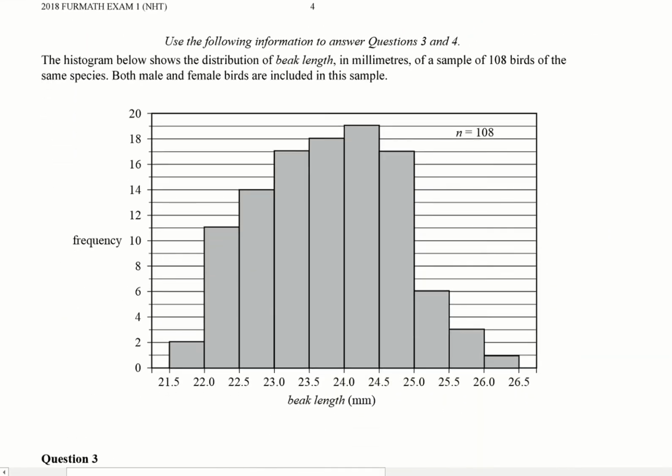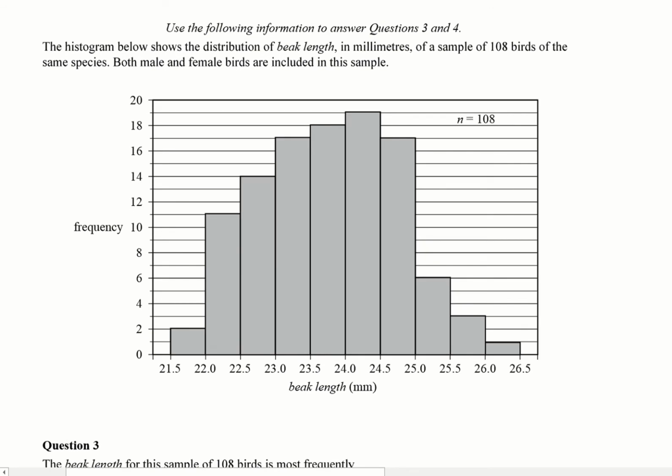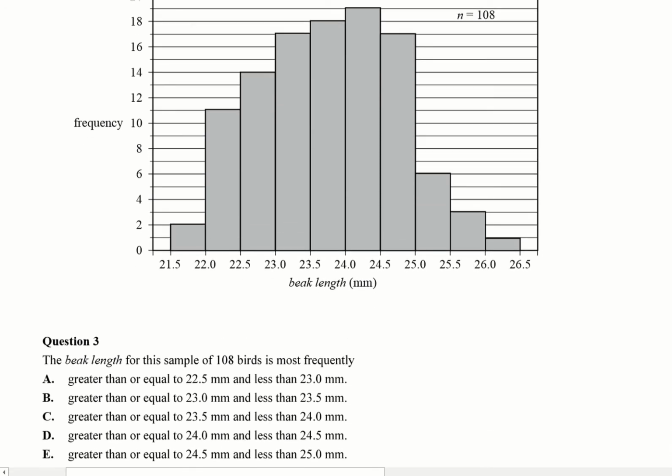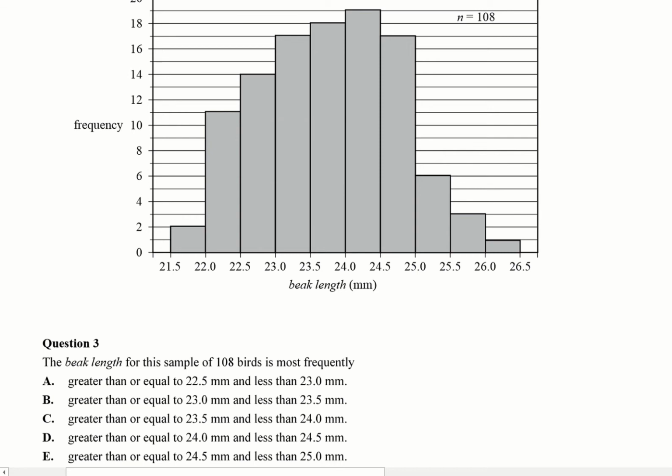The histogram below shows the distribution of beak length in millimeters of a sample of 108 birds of the same species. We've got female and male in there. The beak length of this sample of 108 birds is most frequently, so we're looking for the highest amount. That's going to be in this block here. The part that says greater than or equal, in terms of this histogram, means that value going to just before we get to the next point. So it's not including the 24.5, but it's including the 24.